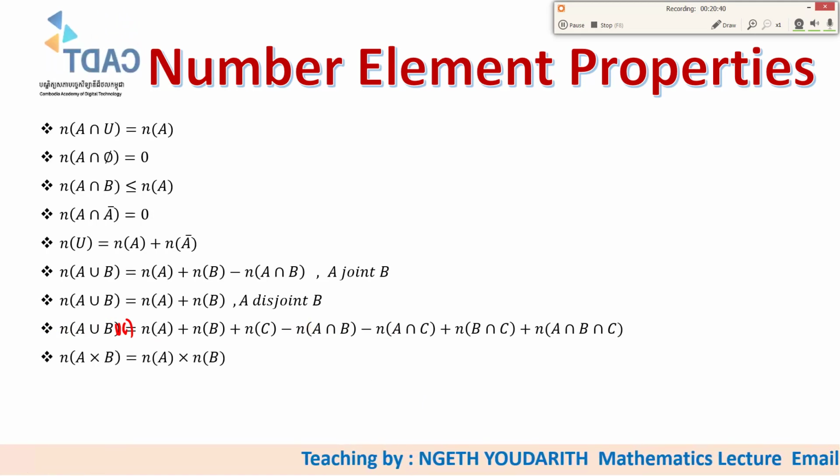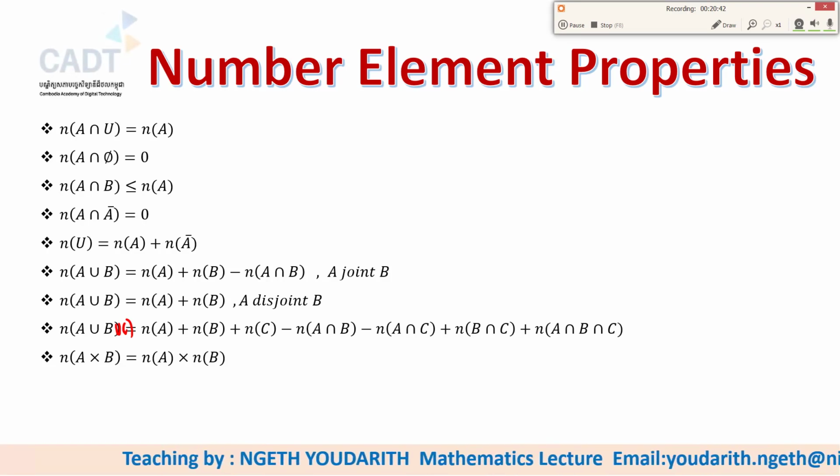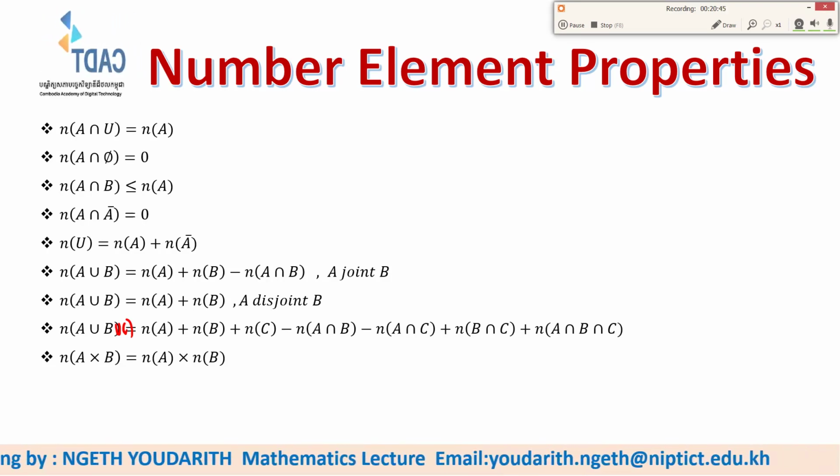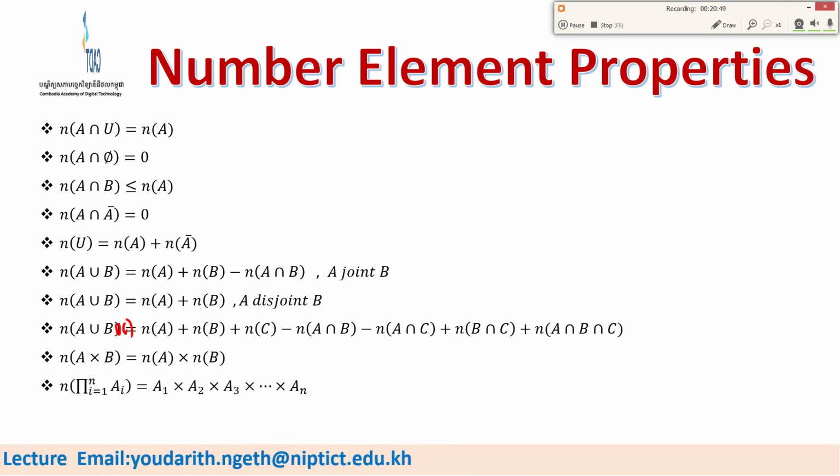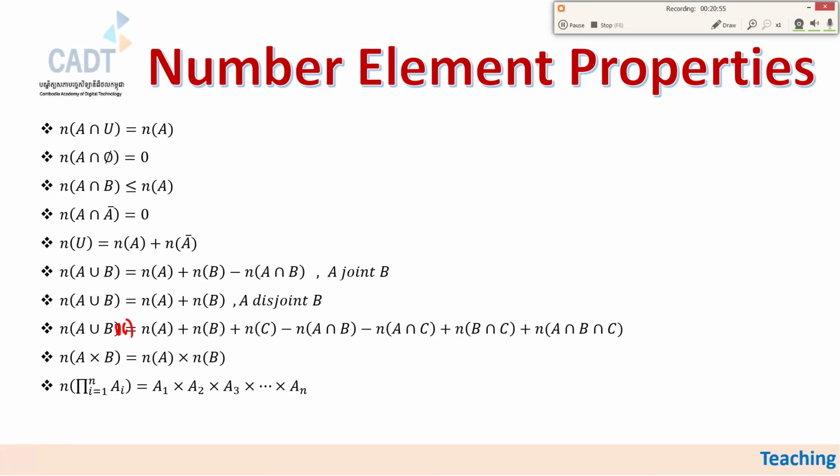And the cardinal of A product with B is equal to the cardinal of A multiplied by the cardinal of B. This is the family of the cross product in our set.